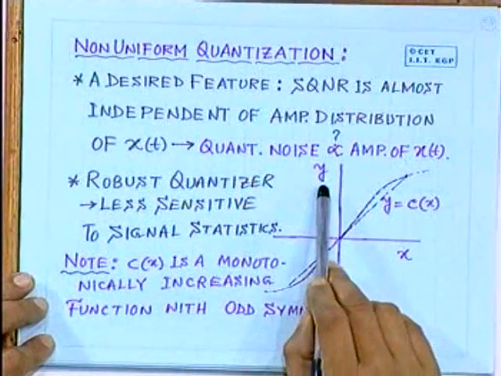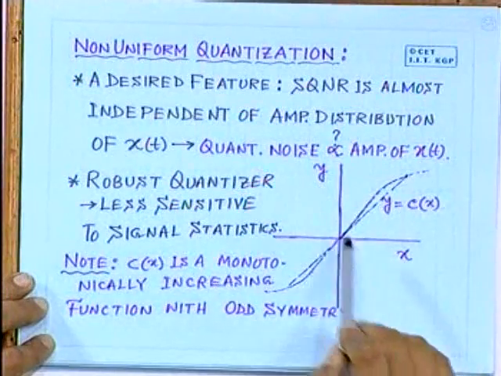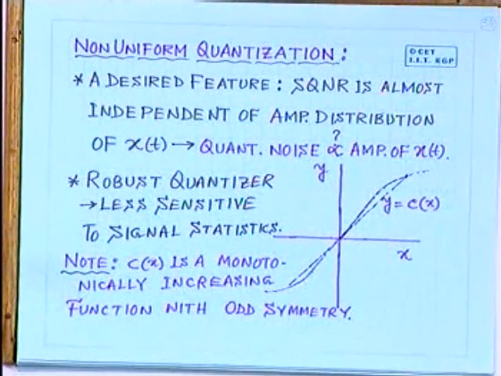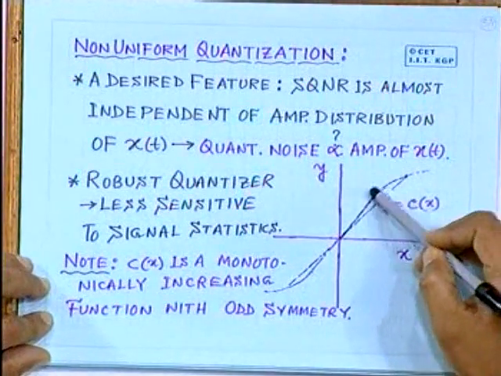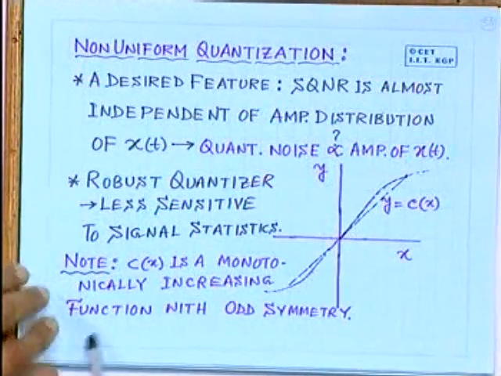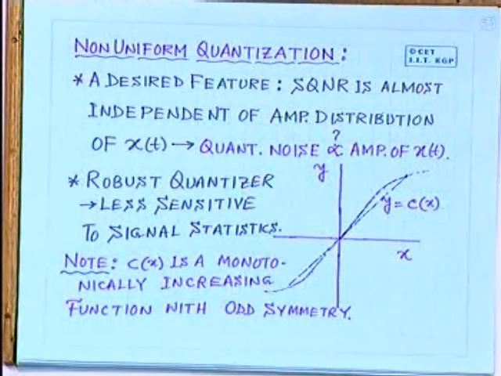For the sake of simplicity in notation, I am calling the relationship between the input and output y equal to c of x, some function of x. This kind of non-linear transfer characteristic I am calling c of x. This is not simply y equal to x.